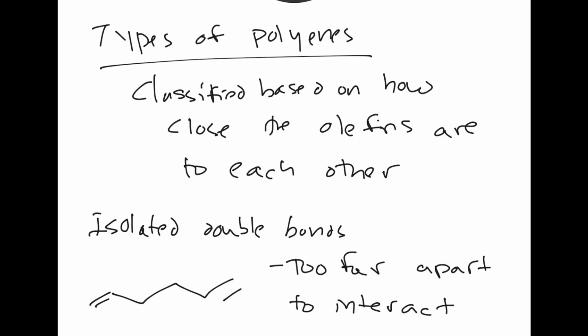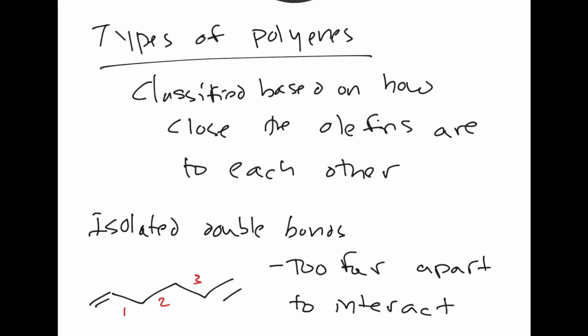So here I've got 1, 2, 3 single bonds between those 2 double bonds. The double bond on the left has no idea that the double bond on the right exists. They are too far apart. They don't know about each other. It's like penguins on the North Pole here, and it's nice down on the South Pole. There are no penguins on the North Pole.